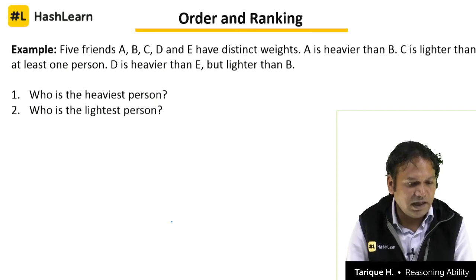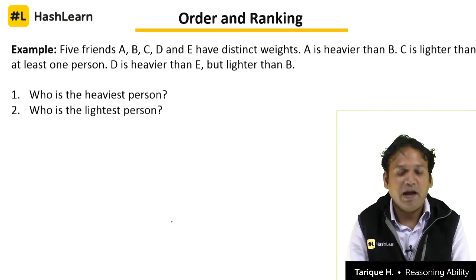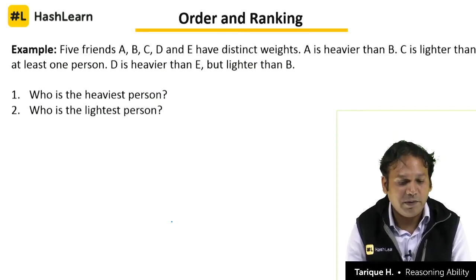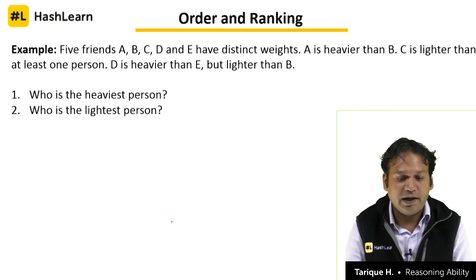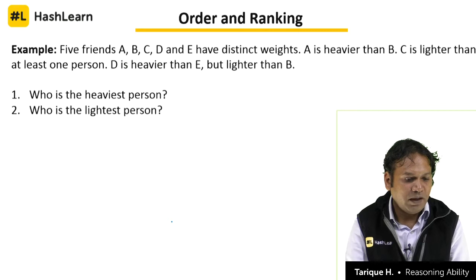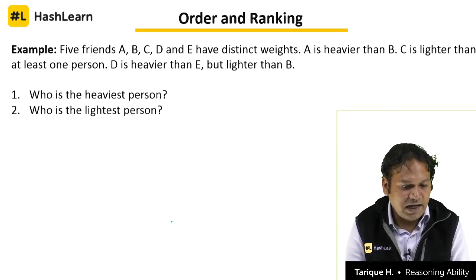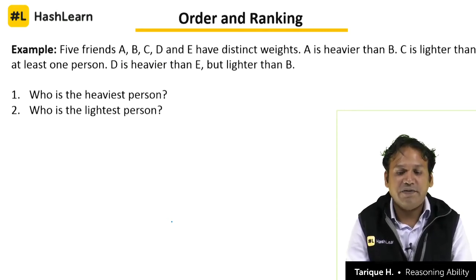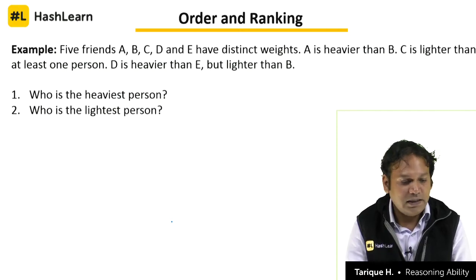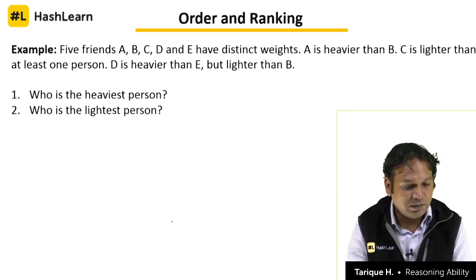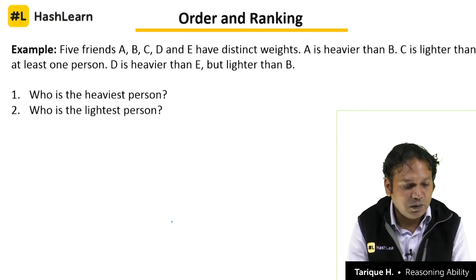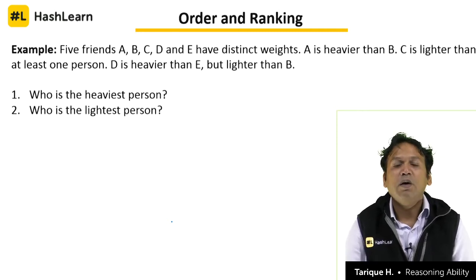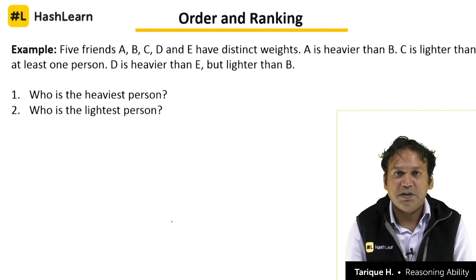Here 5 friends A, B, C, D and E have distinct weights. So let's take a question here and through this we will see what we are solving and what we have to do in this question. Okay, so 5 friends have distinct weights. A is heavier than B, C is lighter than at least one person, D is heavier than E but lighter than B. Who is the heaviest person? Who is the lightest person?